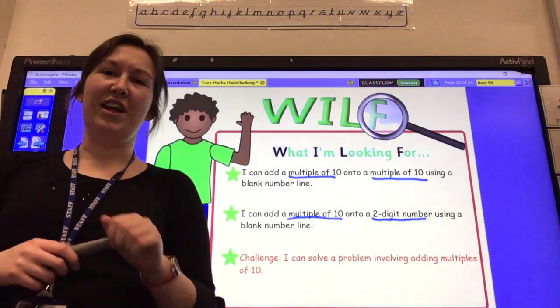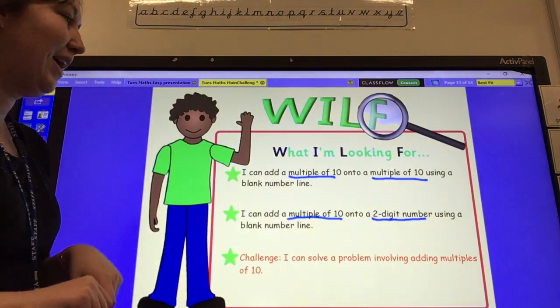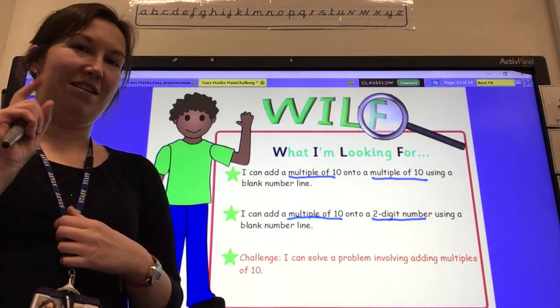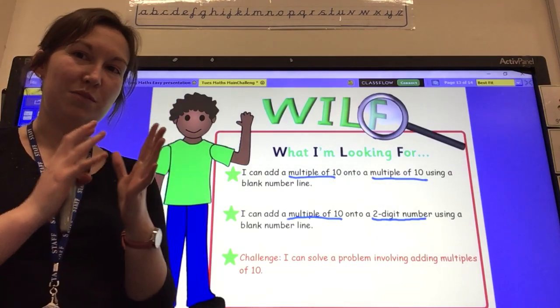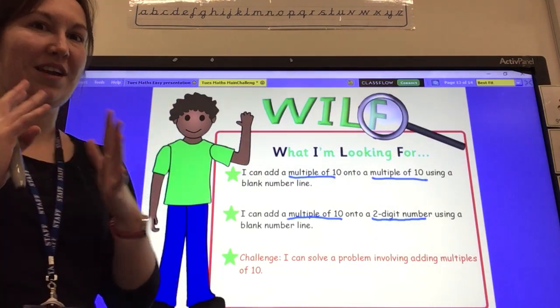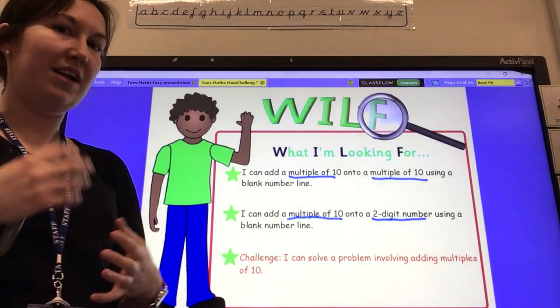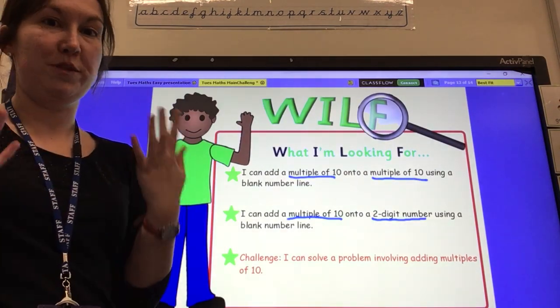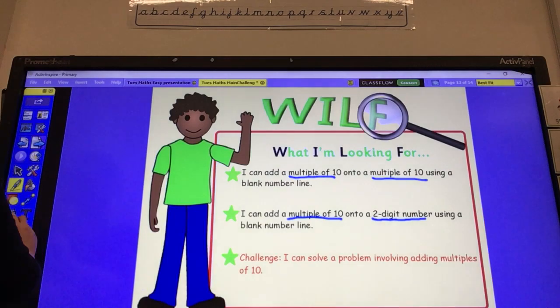And then there's a challenge. Can you solve a problem involving adding multiples? Now here, I have provided you with some examples of some work where there are mistakes. So can you spot the mistake? Can you correct it? And can you explain where this person went wrong with their maths work?